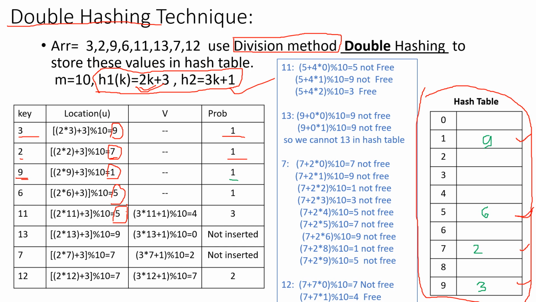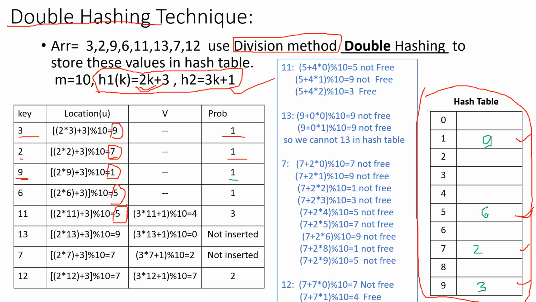Then this situation is called what? This situation is called collision. The 6 is already stored at the fifth location, so 11 is not going to be stored there because that is already filled. Now perform the double hashing.